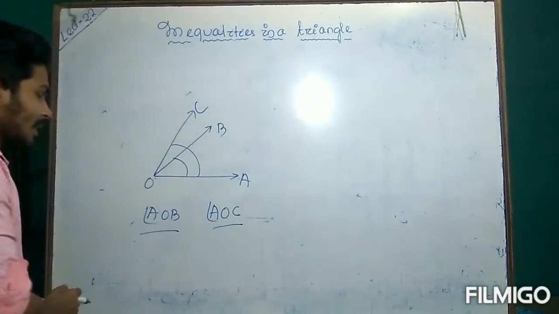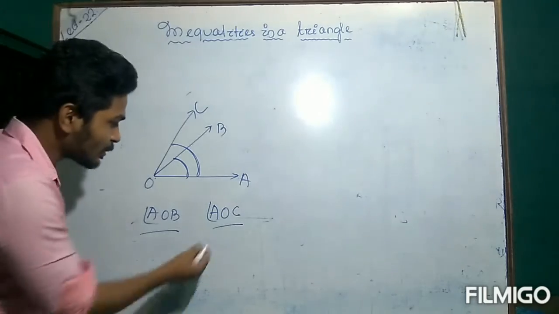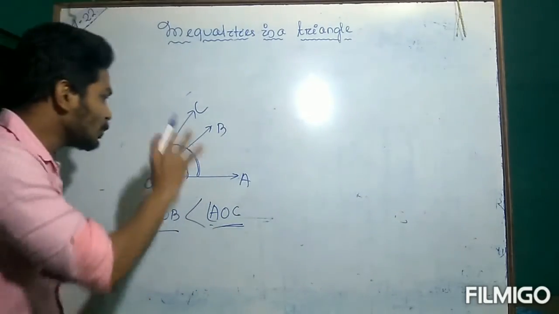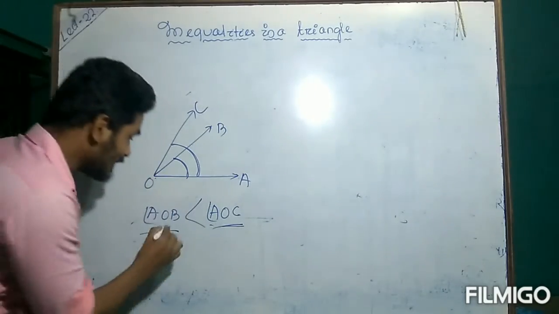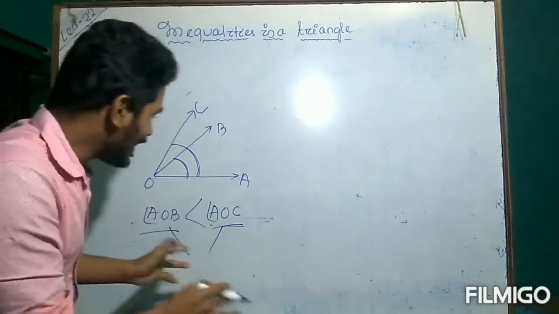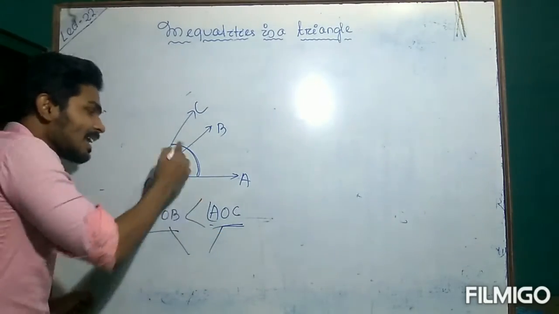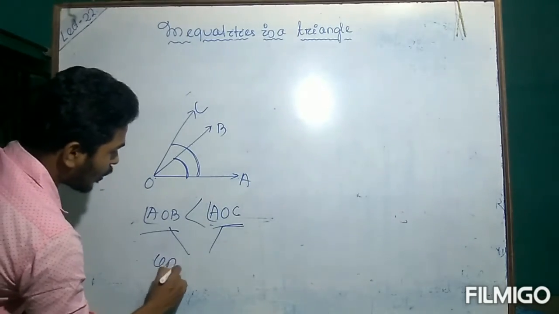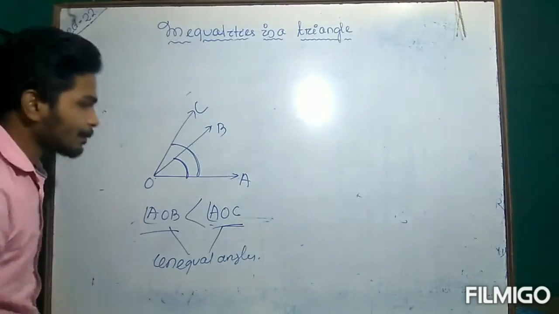Tell me. As you can see, this angle is larger than this angle. Yes or no? Yes. So which angle? AOC. From the figure, we can easily identify which angle is larger and which is smaller. So these two angles are unequal angles. They are not equal. Here angle AOB is less than angle AOC. So these are known as unequal angles. Did you get this?